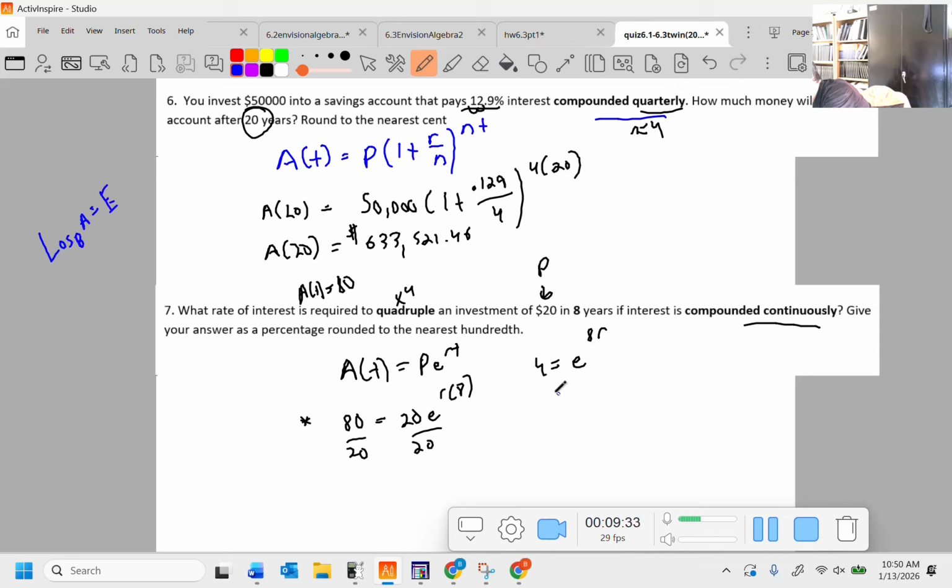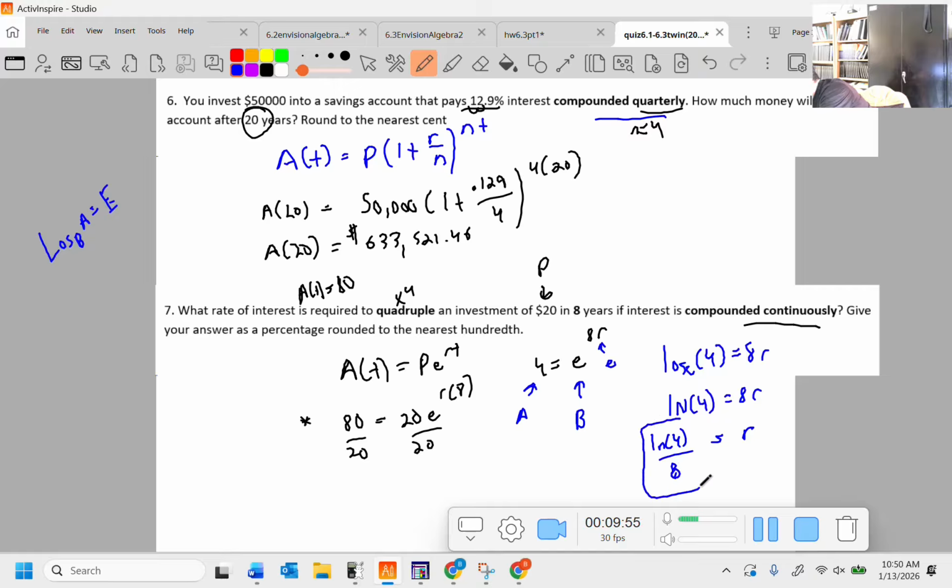Log is bay. Bases have exponents. So label your things. You're going to have a log whose base is e, its argument is 4, and it equals 8r. Now log base e is the natural log. So the natural log of 4 is 8r. So r is the natural log of 4, sitting pretty over an 8. And that's a valid answer.